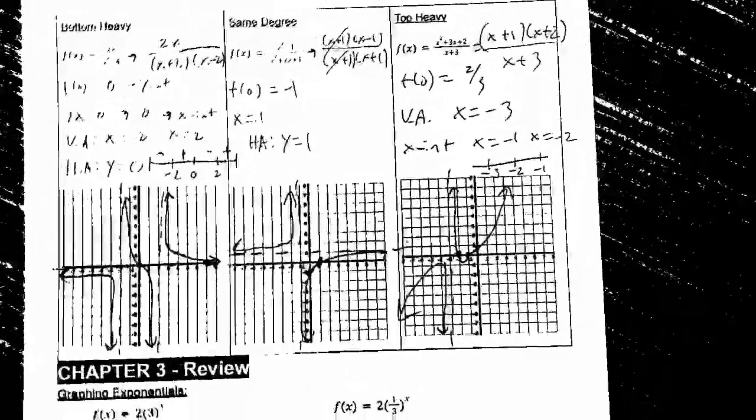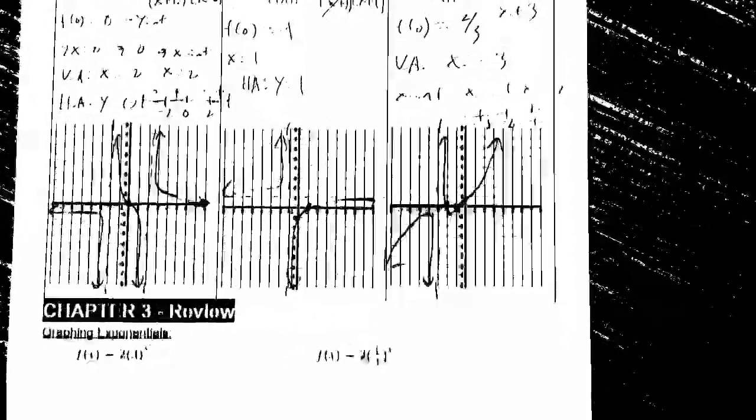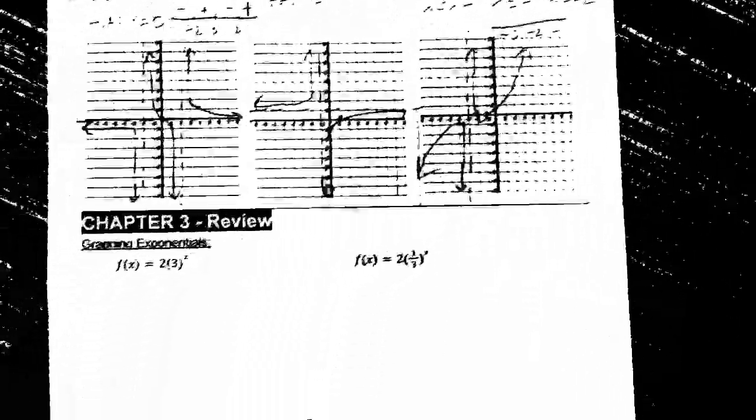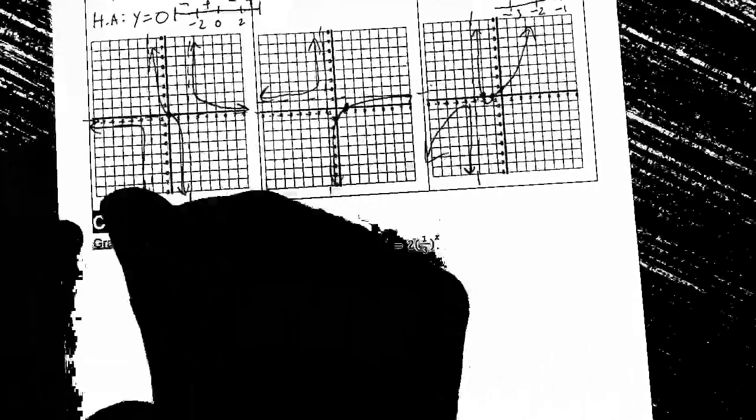Okay. All right. Chapter 3 review. Are we good on this? Can I move on? Yeah. Okay. Graphing exponentials. All right. So the form of exponentials, we have f of x equals a times b to the x.